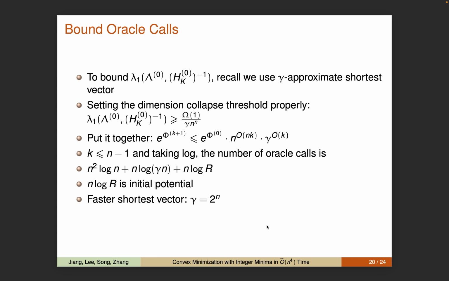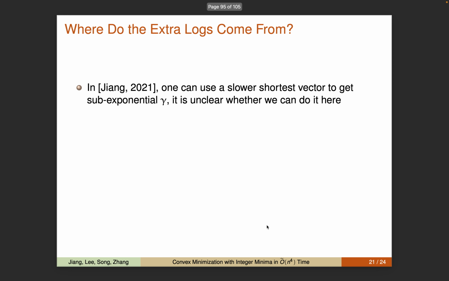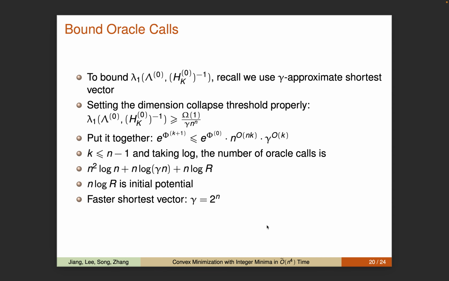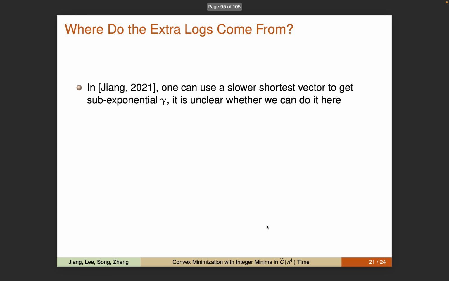And what is the gamma here? The gamma here comes from the approximation ratio of the shortest vector. And here for us, the gamma is 2 to the n because we use a faster shortest vector algorithm. If you look at this bound, you might be wondering that for the initial Zhang's algorithm, he also has this n to the n times log gamma n factor, n times log r factor. So where do the extra logs come from, and are they actually necessary in our algorithm?